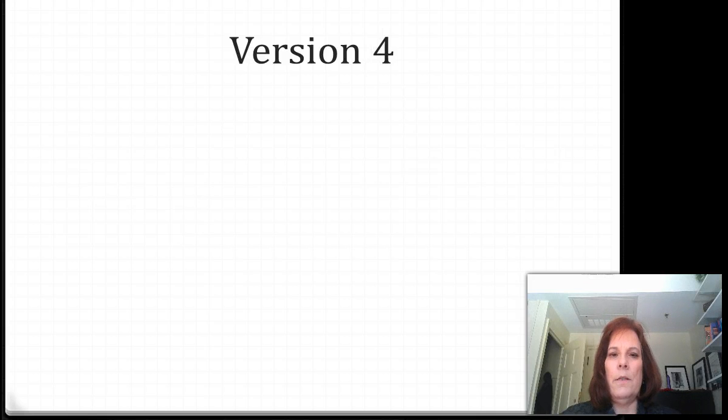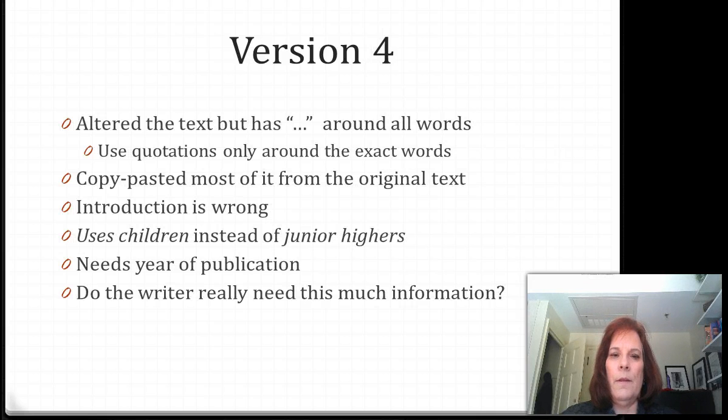Version 4, does it get any better? Well, maybe a little better, but there's still some big problems. It's altered the text so that he has quotation marks around all the words, but some of the words are this student writer's words and not the original, and yet they're in quotation marks. You can't have quotation marks around something that wasn't in the original. So use quotations only around the exact words.